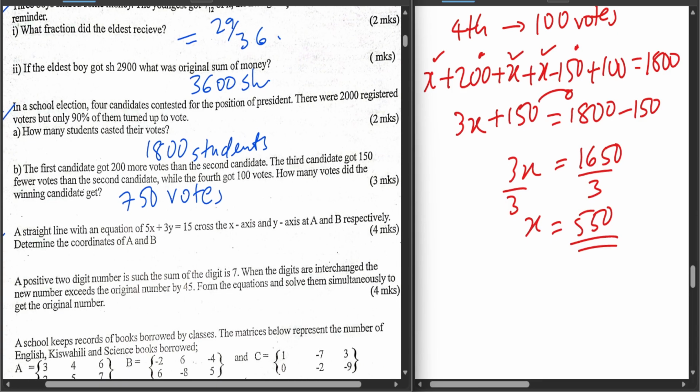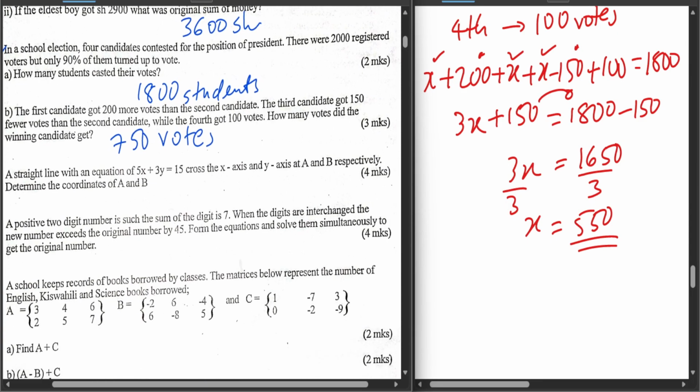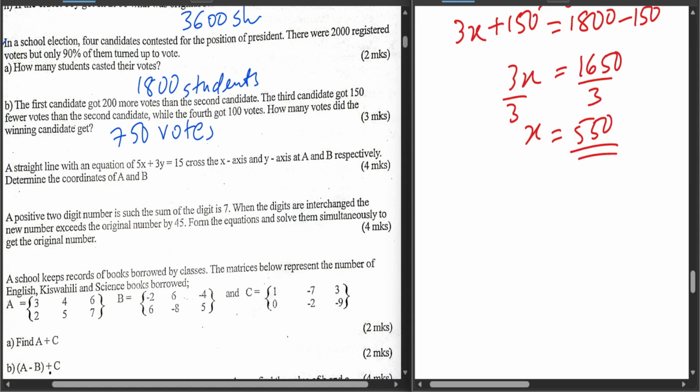Now question 25. A straight line with an equation of 5x plus 3y is equal to 15 crosses the x-axis and y-axis at A and B respectively. Determine the coordinates of A and B.